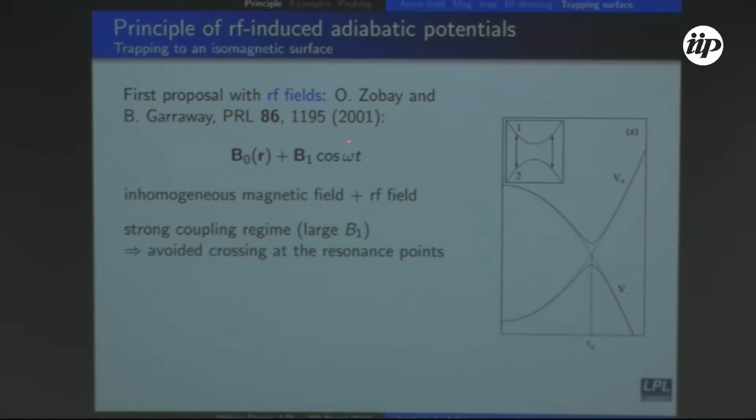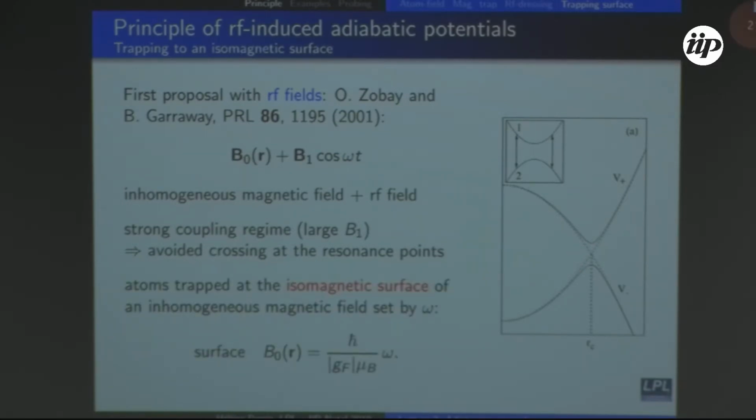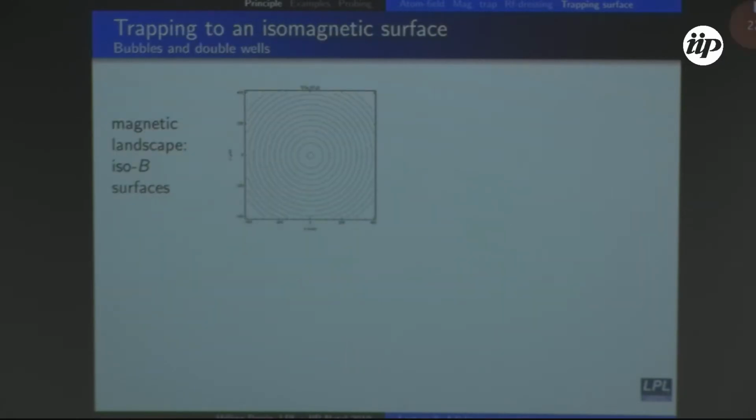So the first proposal was done by Oliver Zobay and Barry Garraway in a seminal paper of 2001. And this is a schematic where you have two magnetic substates which evolve in a static field, coupled with some RF photon at a given RF frequency. And then if you look into the dressed basis, you find a minimum at the resonance point. So this is essentially the same as the previous slide. So let me now go to examples.